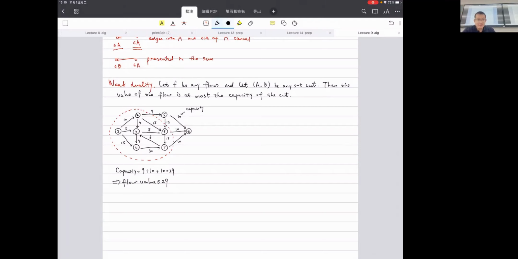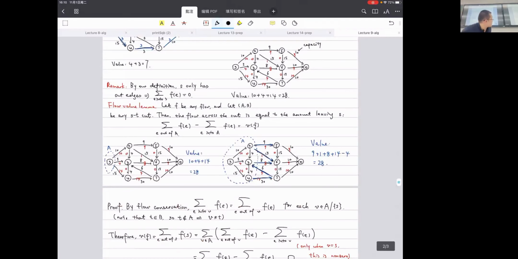So basically, in the last lecture, we introduced the definition of the network flow problem and the maximum flow, minimum cut problem. I guess we are gradually moving into observing the structure of these problems. Basically, we first have this flow value lemma here.